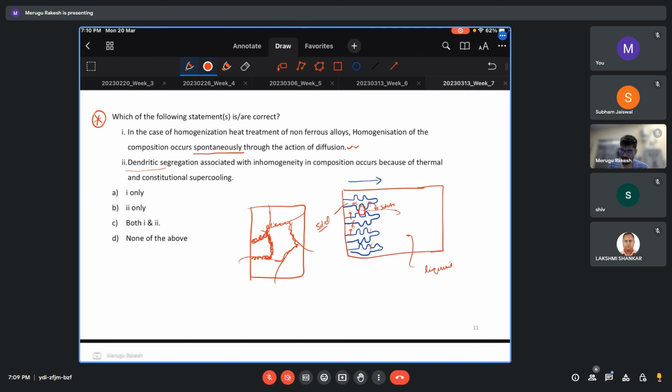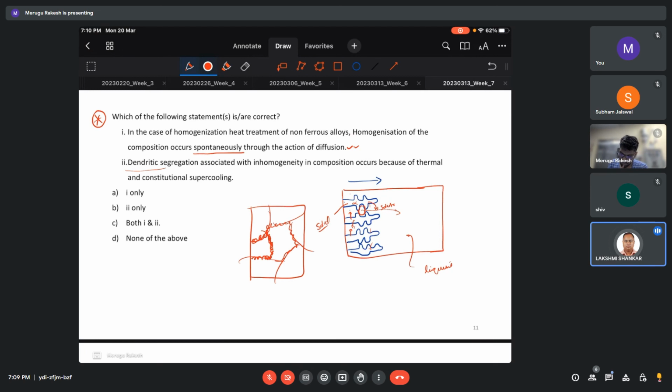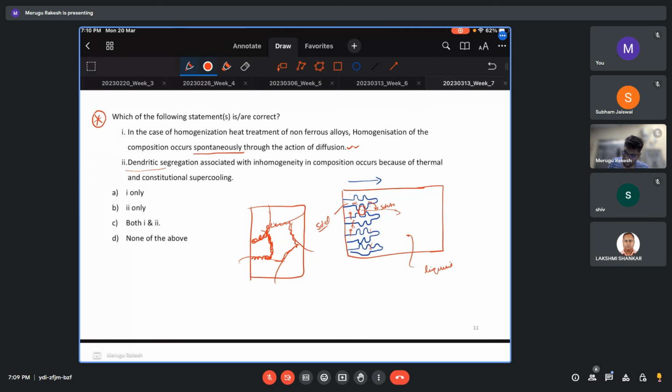understood. So Sir, does this happen because of constitutional supercooling? Yes, because of thermal and constitutional supercooling.